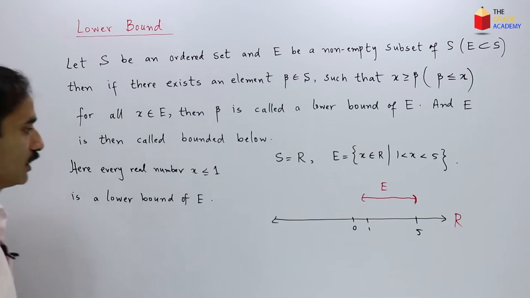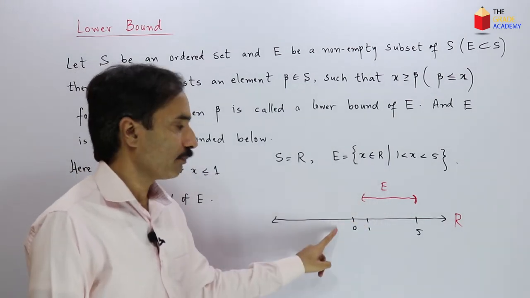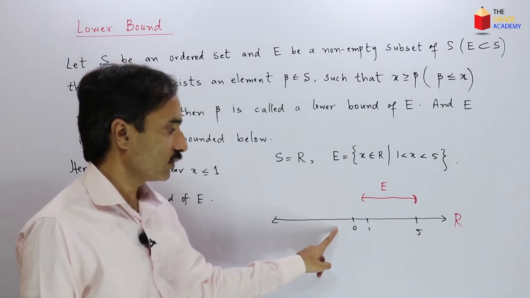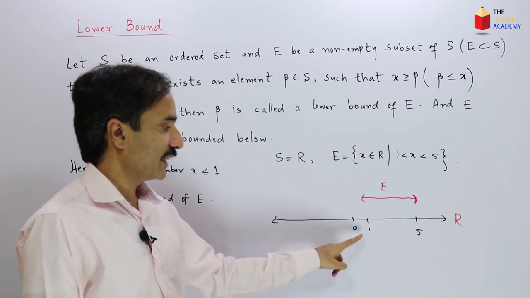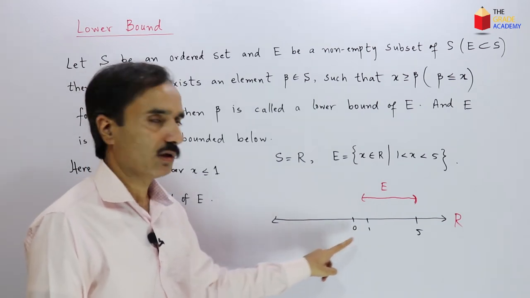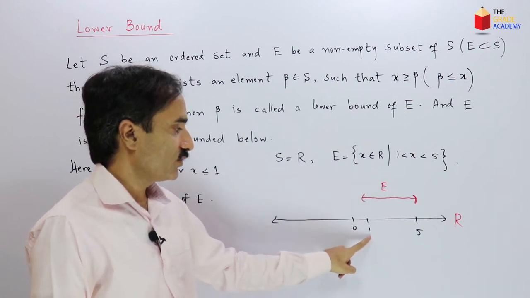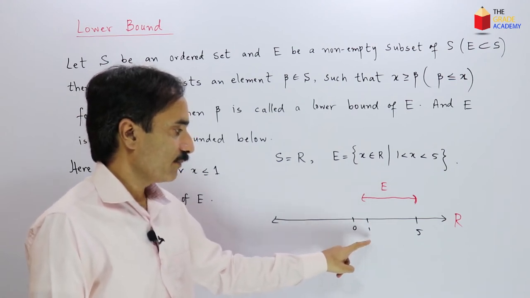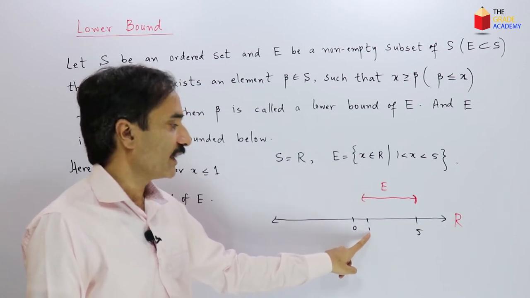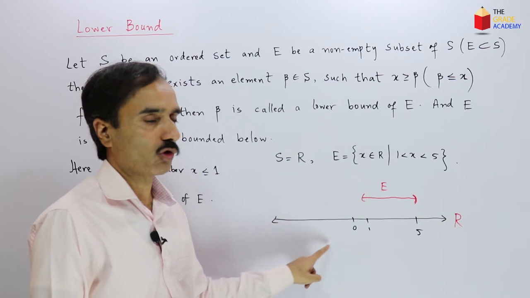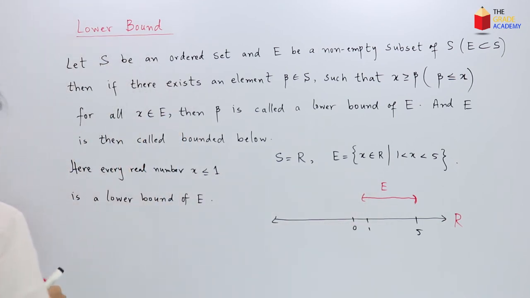So here 0 will be a lower bound for E, minus 1 is again a lower bound, minus 5, minus 10, all these are lower bounds. So again, there is an infinite number of lower bounds for the set E. But here, as you can see, 1 is the greatest of all the lower bounds for the set E. So here 1 is the greatest.